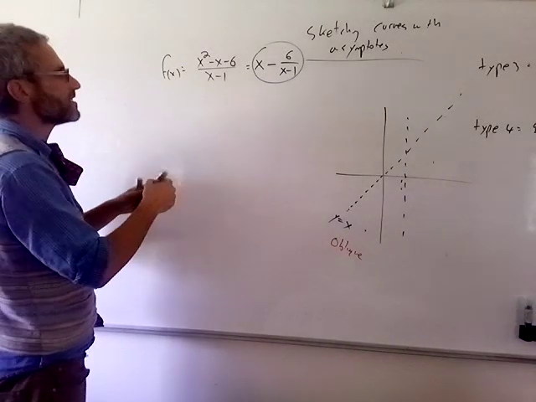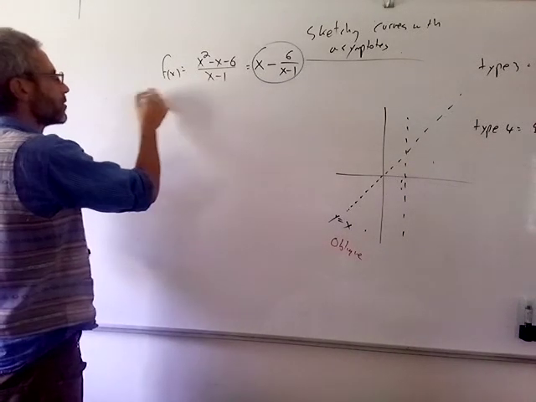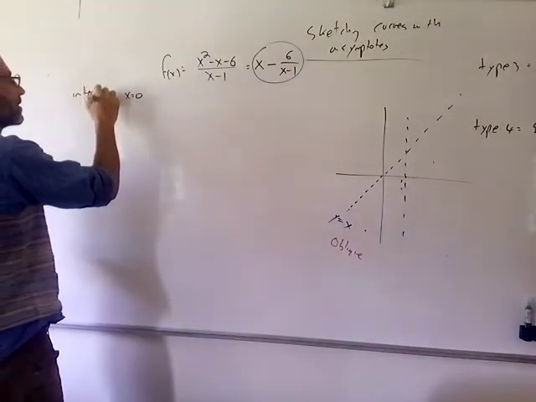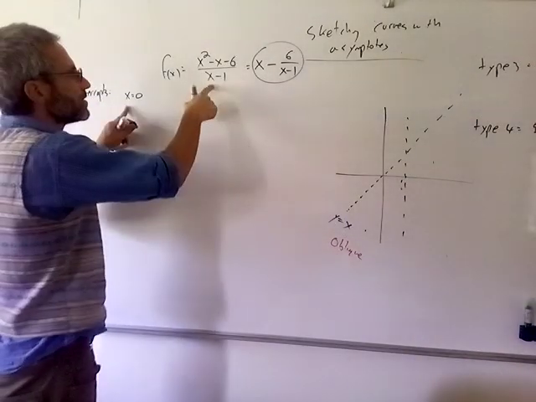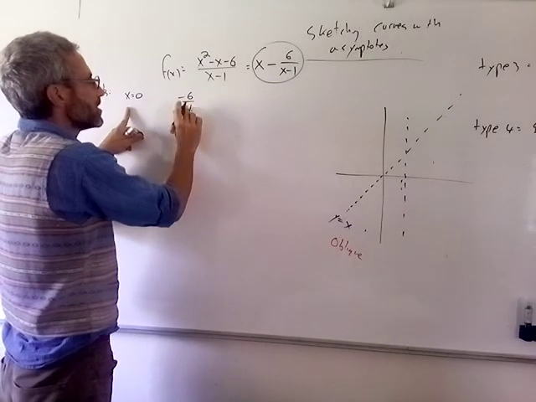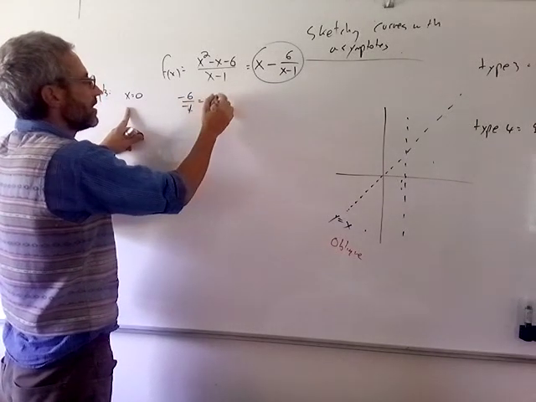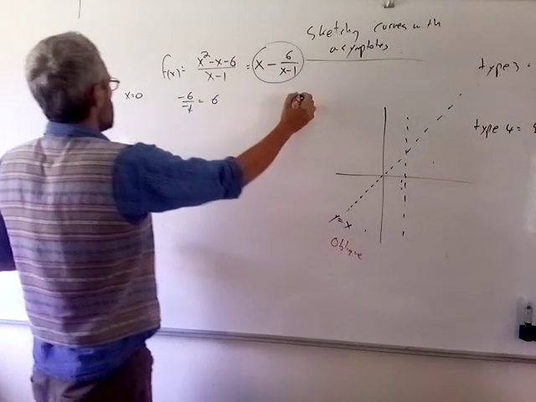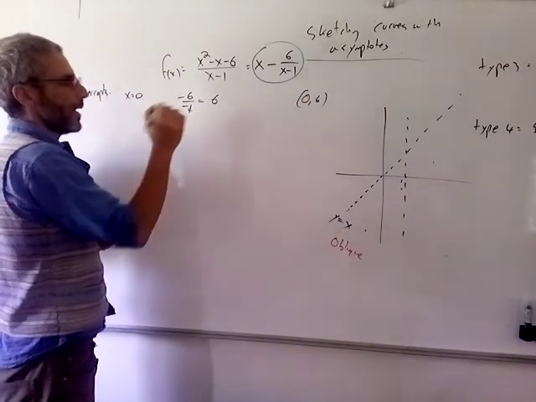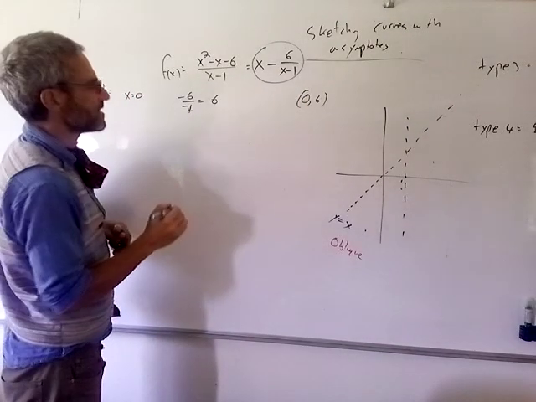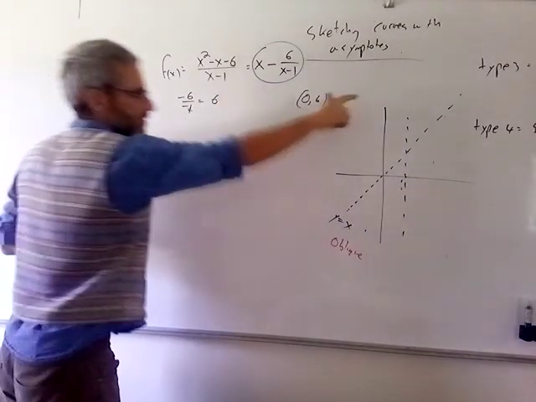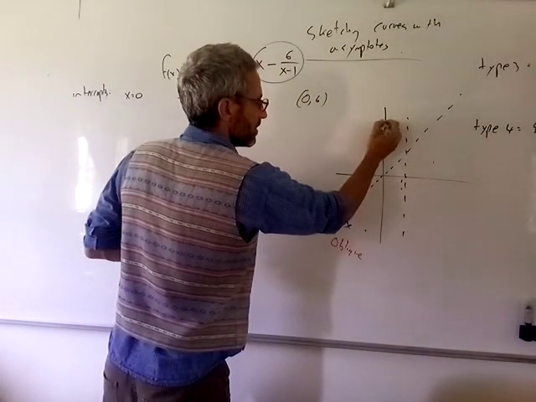Intercepts: let's find when x equals 0. When x equals 0, I'll just put it in quickly, I'm getting minus 6 over minus 1. Please check me. And that's obviously 6. So I've got the point (0, 6). Sorry, was that the x-intercept? That's the y-intercept. There's a point (0, 6) here.